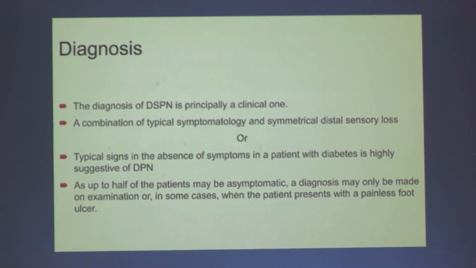Diagnosis. Diagnosis is virtually a clinical diagnosis, and investigations may or may not be helpful or may be required in certain special situations. Combination of the classical symptoms as well as signs constitute the diagnosis. But in absence of symptoms, the classical signs of neuropathy are suggestive of diabetic neuropathy, especially in a setting of long-standing diabetes mellitus.